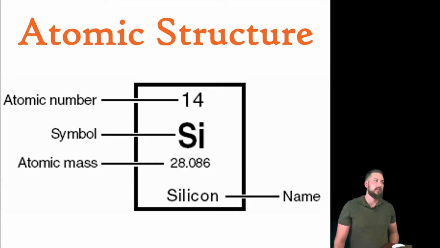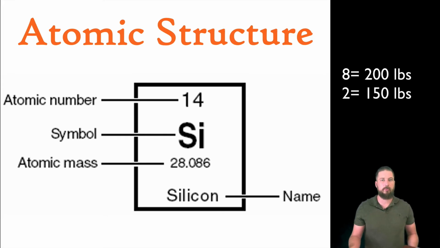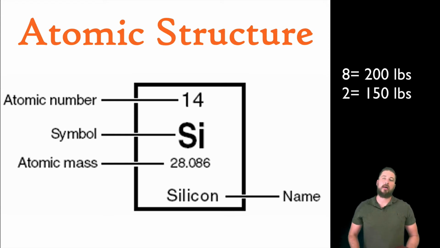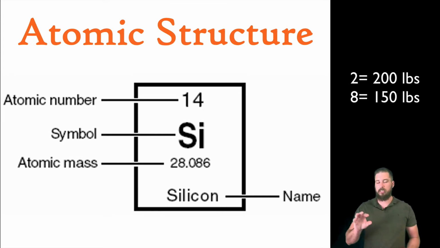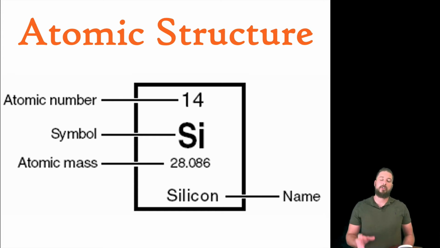So to give you an example, let's say that we have 10 people. And let's say 8 of those people are 200 pounds, and then 2 of those people are 150 pounds. What would the average be? Well, the average would be something that is close to 200 because you have more people that weigh 200 pounds. However, what if we had 10 people and 2 of them were 200 pounds and then the other 8 were 150 pounds? Well, then that average would actually be closer to 150 because it's the most abundant, not isotope, but most abundant weight.